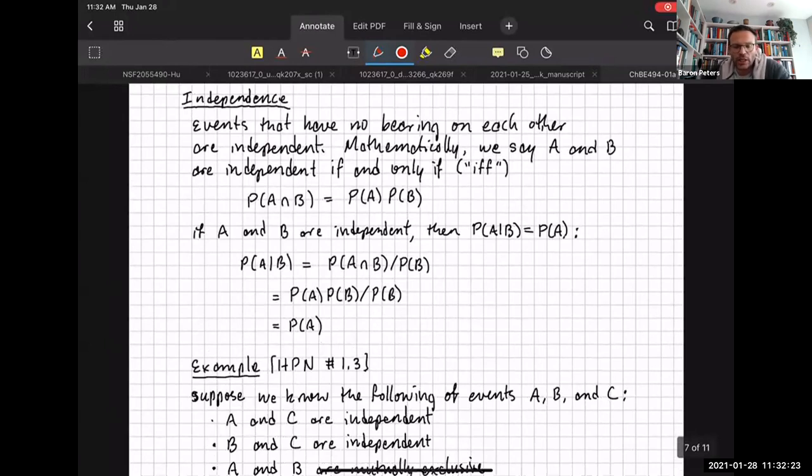Events that have no bearing on each other are independent. Mathematically, we say that A and B are independent if and only if, and you'll often see me write this phrase, if and only if, as IFF instead of the regular single if. The way we write down that they're independent is by requiring that the probability of A intersection B is the product of the two probabilities. So we saw that unions give us, for mutually exclusive events, a sum of two probabilities. Intersections for independent events give us a product of two probabilities. Now, who can tell me, are independent events mutually exclusive?